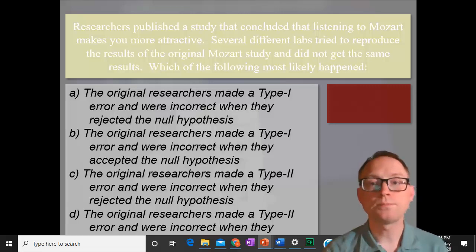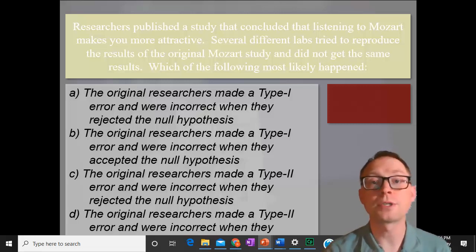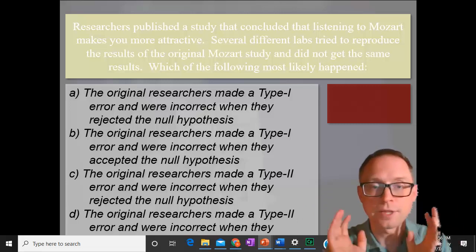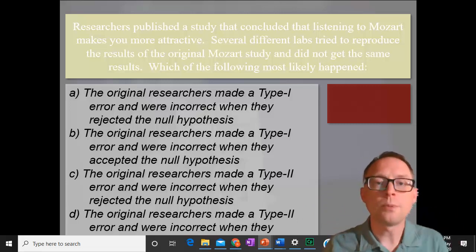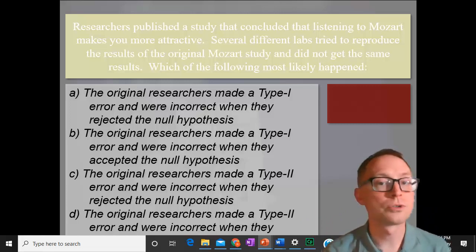Okay, now in this one, it's asking if you remember what a type 1 and a type 2 error are. So in this case, when we're looking at the hypothesis, Mozart makes you more attractive, the null hypothesis is that Mozart doesn't make you more attractive. Mozart has nothing to do with being attractive. So that's the null. A type 1 error is when you reject the null when the null is true.